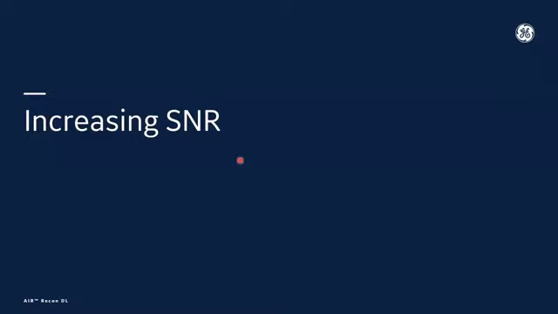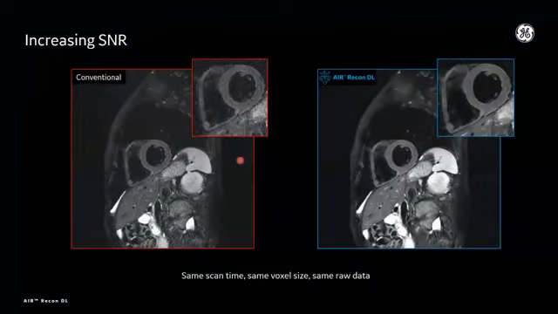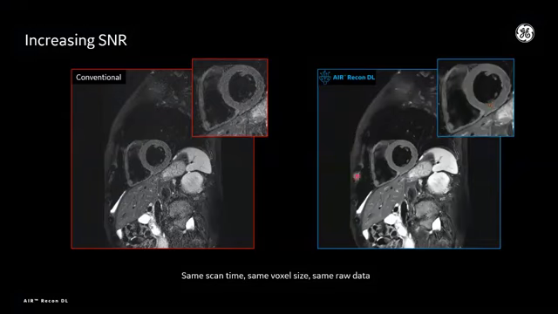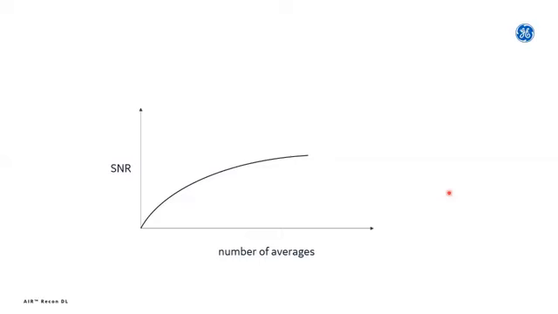So let's now talk about increasing the SNR of images. We've all seen these type of images, perhaps in some of the displays that you've seen of AIR Recon DL. We've seen examples of a noisy image on the left and an AIR Recon DL on the right that appears to be noise-free. Again, same scan time, same voxel size, same raw data, just reconstructed with AIR Recon DL.